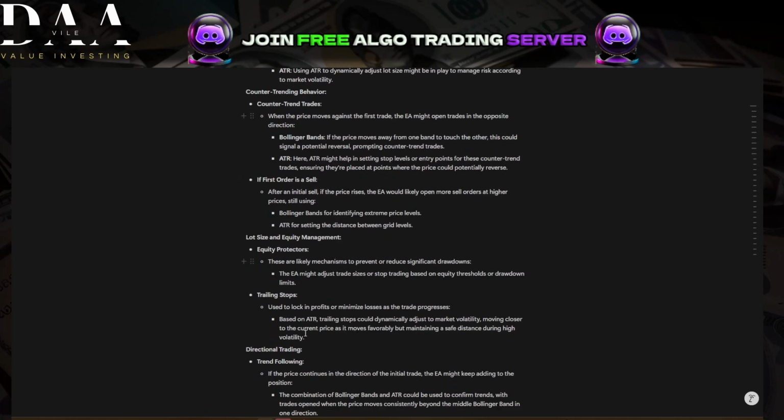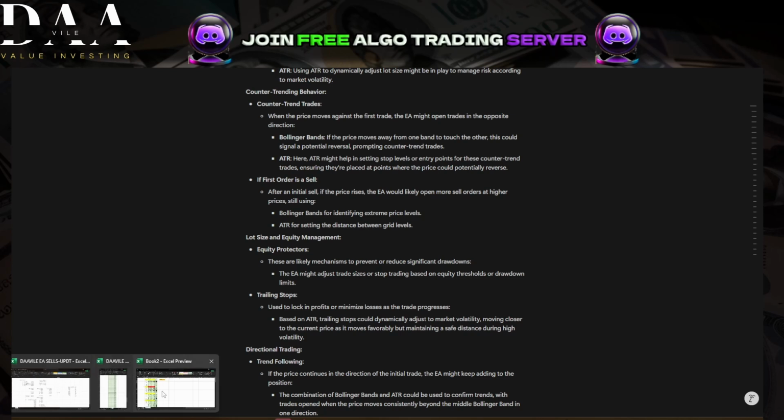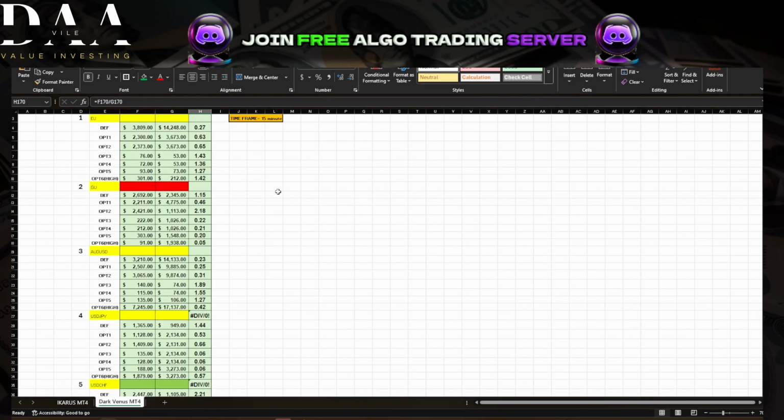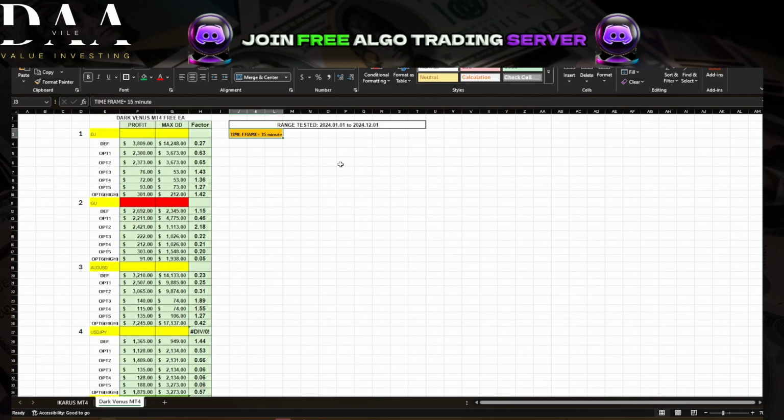Okay, so let's move to the results, that is what matters. So here, as mentioned, is the MT4 free version. I'm using the whole of 2024, no, sorry, up to December, but I consider that the best range, at least for 2024, because December really didn't give a lot of action.